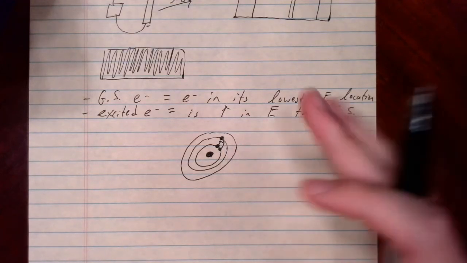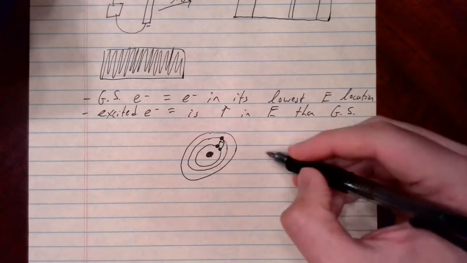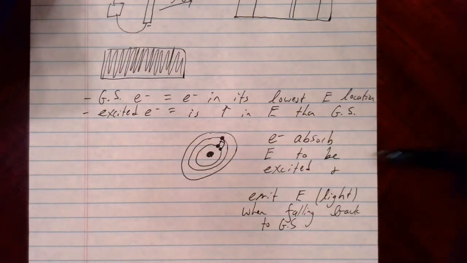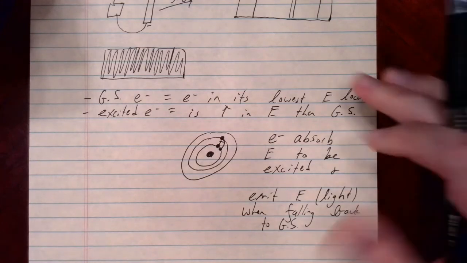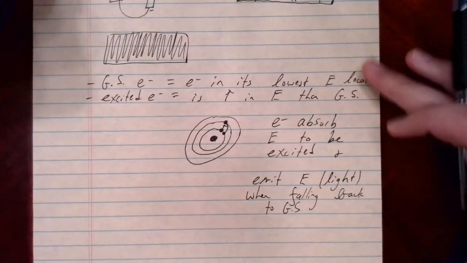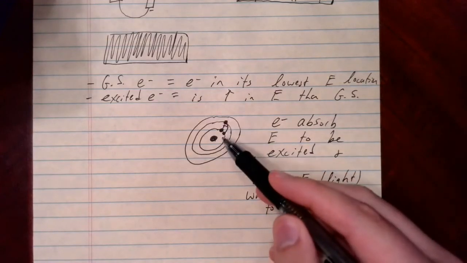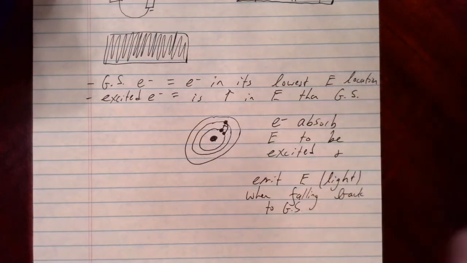Okay, so this is the light that we see. We'll just say that electrons absorb energy to be excited, and they emit energy here in the form of light when they fall back to the ground state. So when the electron falls back to its ground state, it emits some energy.